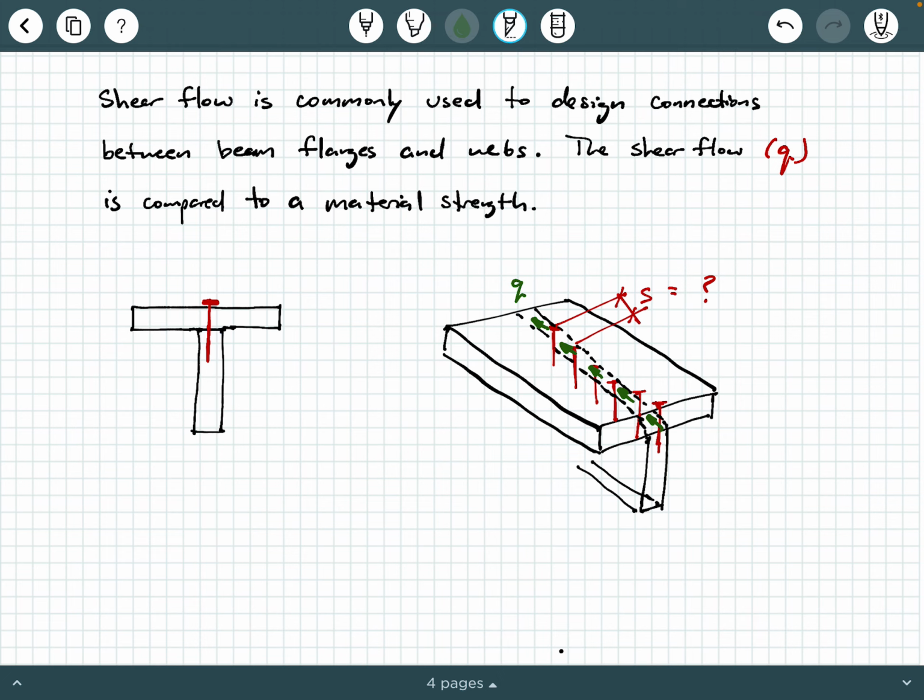All right, so that's going to conclude this video. We're going to see some numerical examples next of both transverse shear stress, tau, and shear flow, little q.